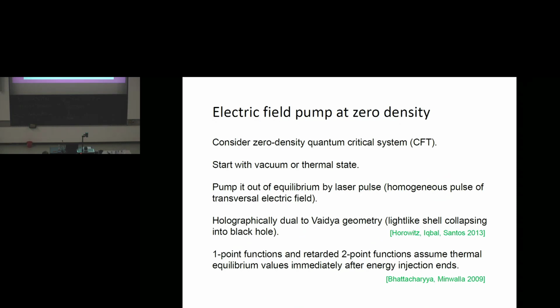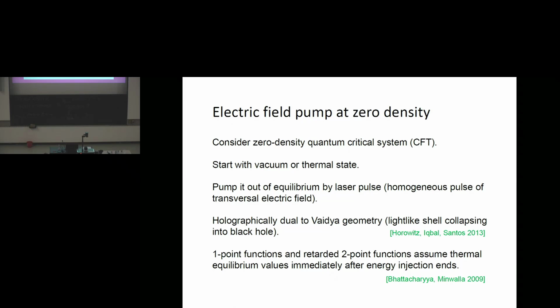So let's first talk about this setup in the context of zero density. We start with a vacuum state or a thermal state of the system, and then we pump it out of equilibrium by a laser pulse. So this is some homogeneous pulse of transverse electric field. In this situation, at zero density, the setup is holographically dual to a Vaidya geometry, which represents a light-like shell that collapses and forms a black hole. Now, it's been known for some time that one-point functions and retarded two-point functions, and conductivities are retarded two-point functions, assume their thermal equilibrium values immediately after the pumping of energy has ended.